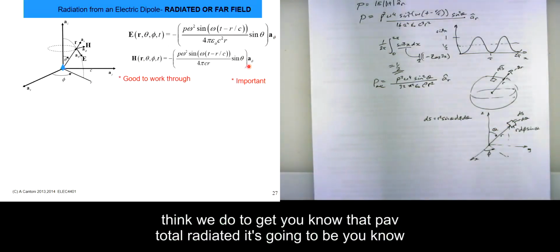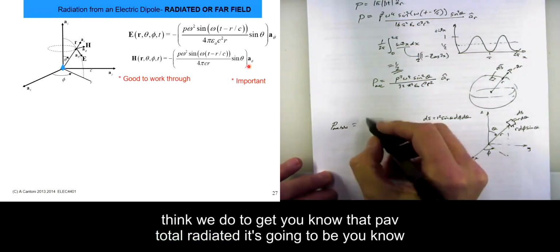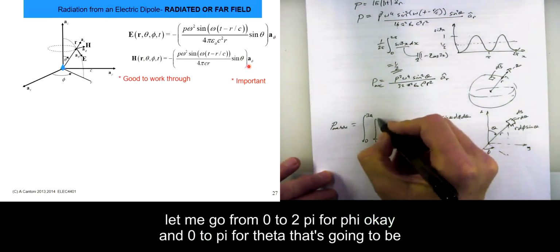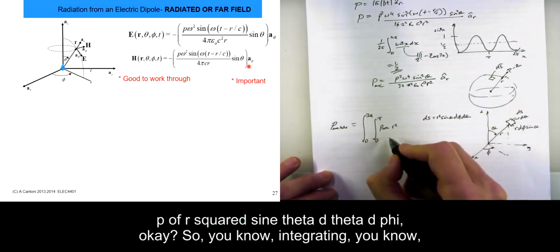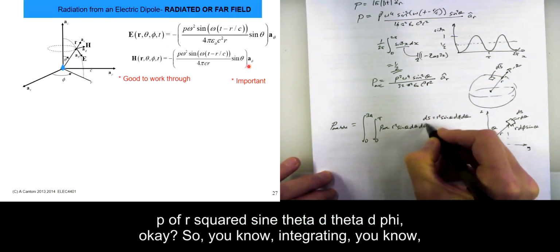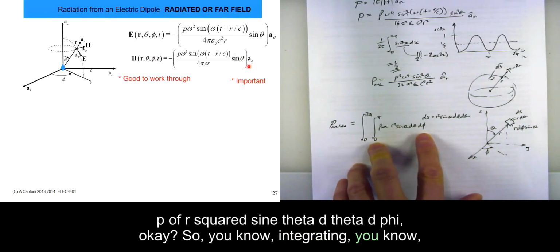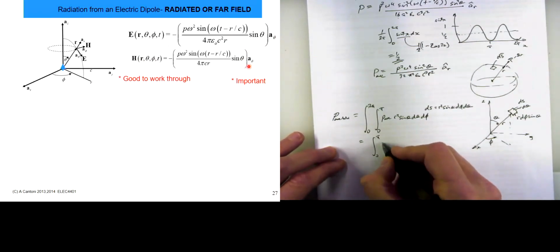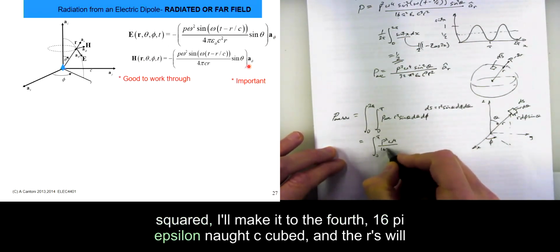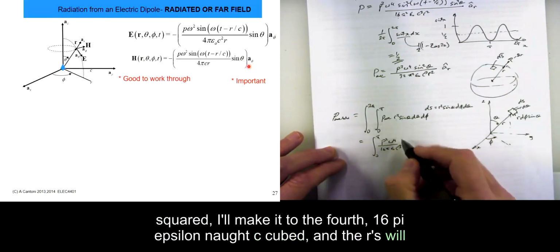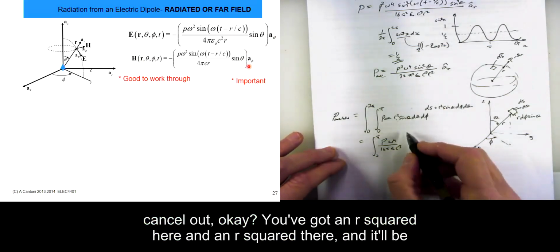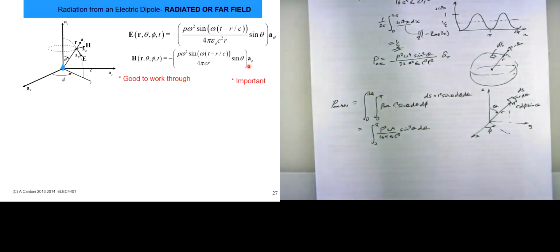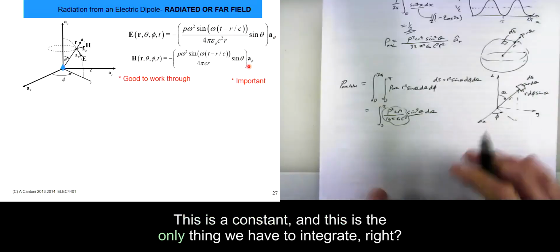So the integral we do to get the P av total radiated is, I think, we go from 0 to 2 pi for phi and 0 to pi for theta, and it's going to be P av r squared sine theta d theta d phi. Integrating, d phi is just going to be 2 pi, so that's going to be the integral from 0 to pi of p squared omega to the 4th on 16 pi epsilon naught c cubed, and the r's will cancel out. You've got an r squared here and an r squared there, and it'll be sine cubed theta d theta. This is a constant, and this is the only thing we have to integrate.